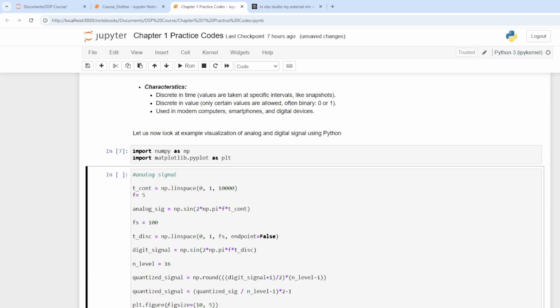So let's plot the continuous signal with the continuous time, or the analog signal. We label this as an analog signal, and we would like to see this in blue color. Similarly, let's plot the discrete or the digital signal with the continuous time, and we want to see its quantized form, and with some line formats.